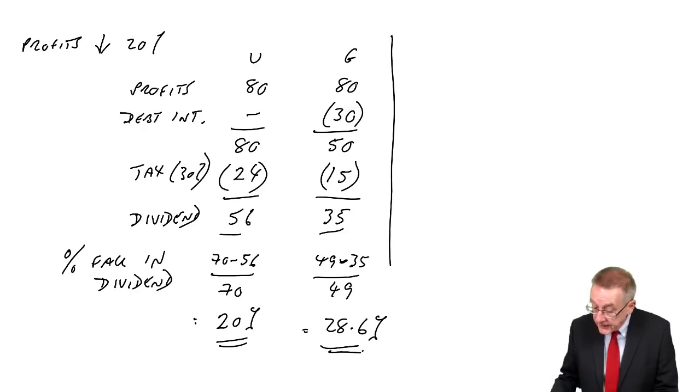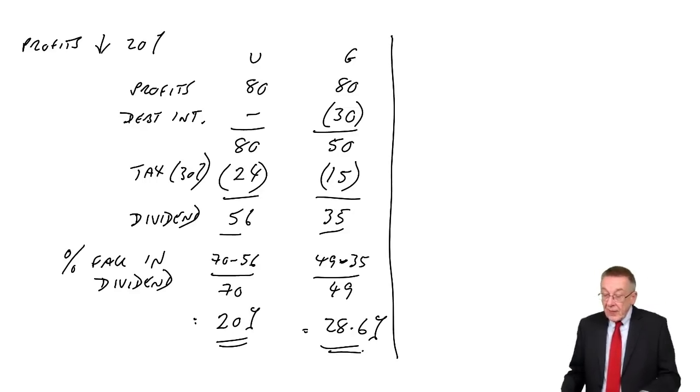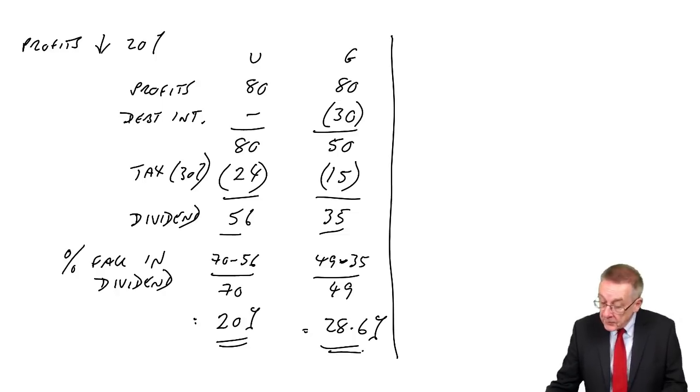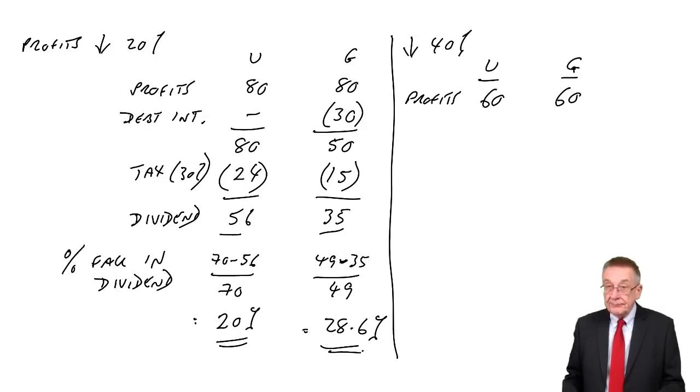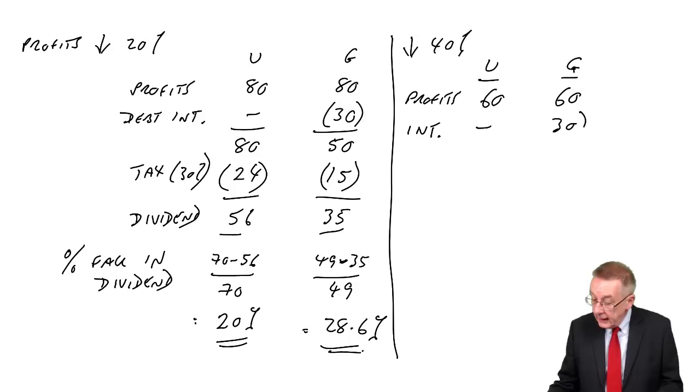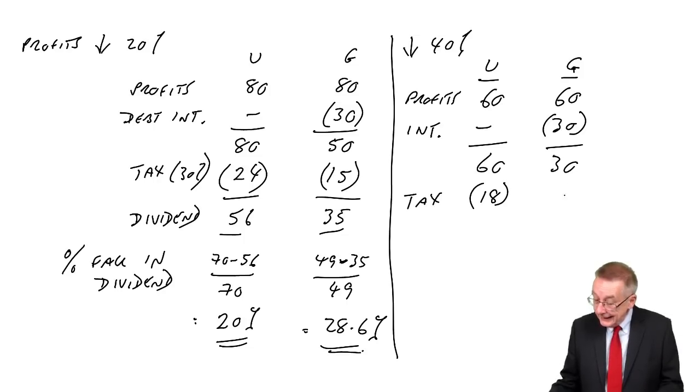And of course it works both ways, although it's not asked here. Well, sorry, let's do part B, I beg your pardon, first. Suppose profits fall by 40%. The profits, they were 100, fall by 40%, they fall to 60. Debt interest, U doesn't pay any, G pays 30. So profits before tax, 60 and 30. The tax at 30%, 18, 9. And so the dividend they can afford to pay, 42 and 21.